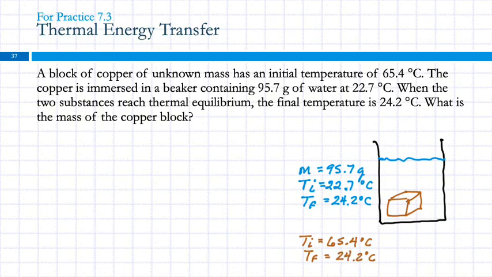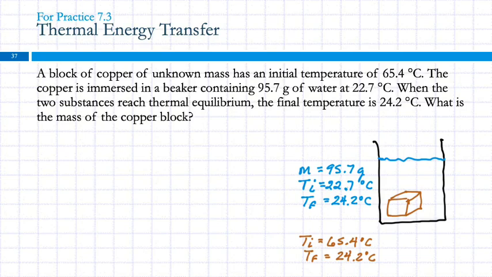When we have a hot thing and a cold thing, and we let them transfer heat, if we wait long enough, they will be at the same temperature. So both of these things have the same final temperature. They had different initial temperatures. Well, those were all the numbers that I was given in the problem.